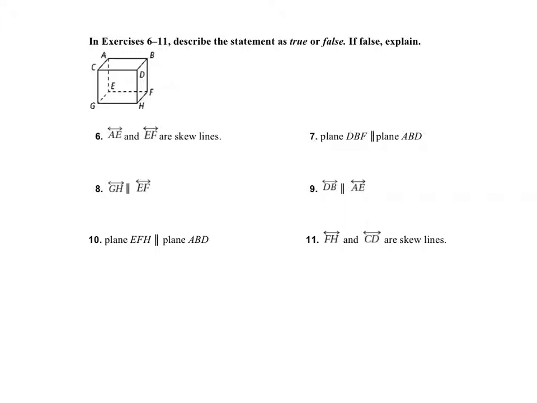Okay, we want to describe this statement as true or false. If it's false, we're going to explain, right? It says that AE and EF are skew lines. AE is this one right here, and EF is false. Why? Because they intersect at E. So they cannot be skew lines because they are on the same plane, because they're intersecting right there.